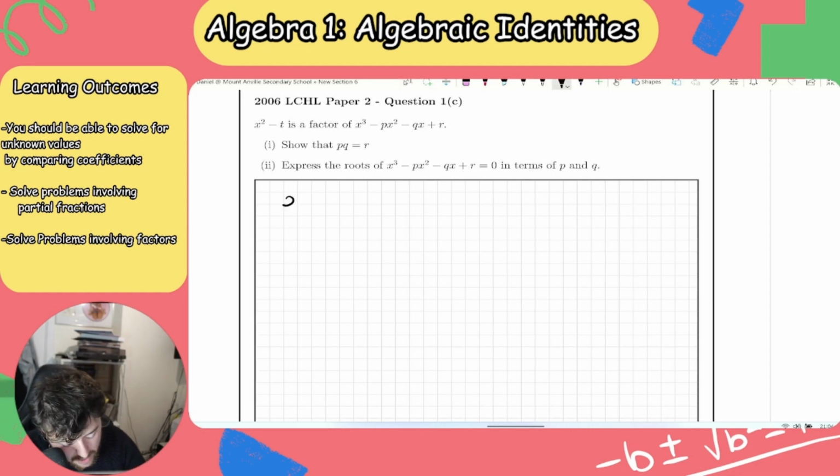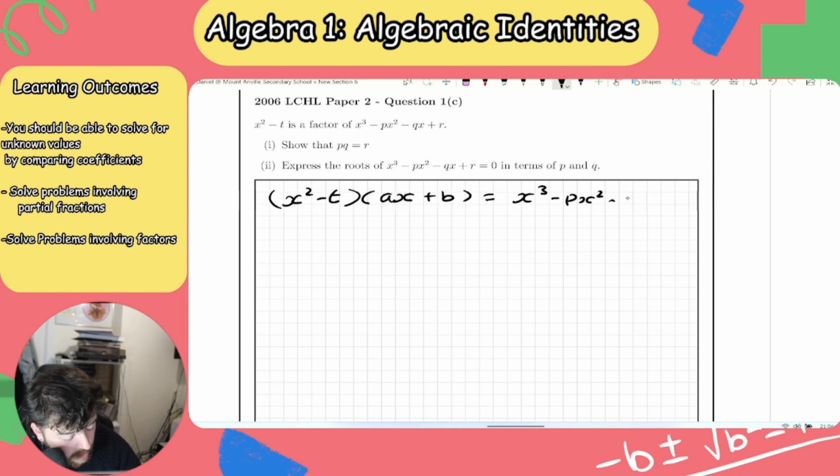So I'm going to multiply x squared minus t by ax plus b, right? Because this is a quadratic, so it's going to have two roots. I'm going to multiply it by something with one root, because then that will equal a cubic. So x cubed minus px squared minus qx plus r.